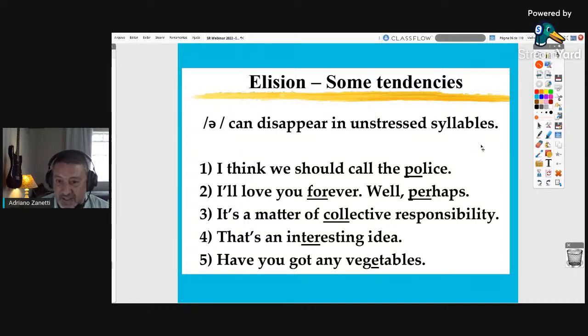I heard them saying please. So I said, why are they saying please? I didn't say any thank you. But the context was, was I talking about the police? And I caught myself saying please as opposed to police. Preps, forever, collective, interesting. The first time I heard interesting in my life, I went like, Jesus, is this the English or something?